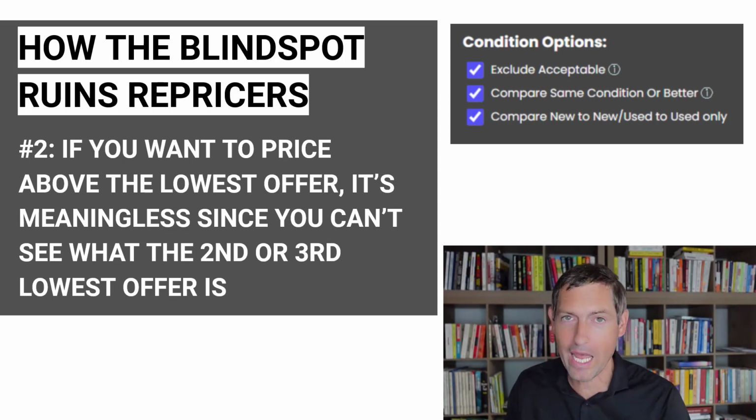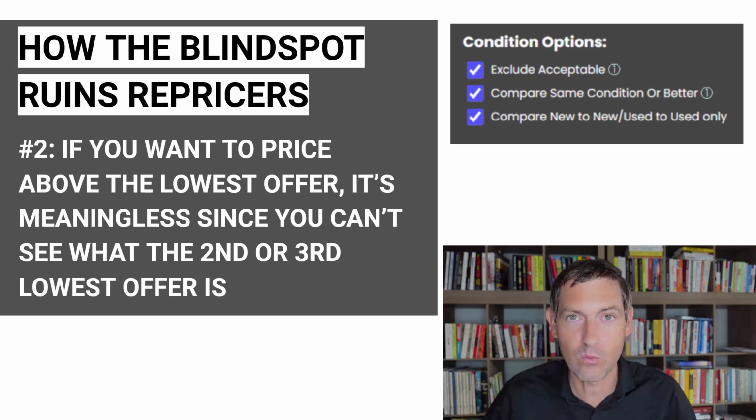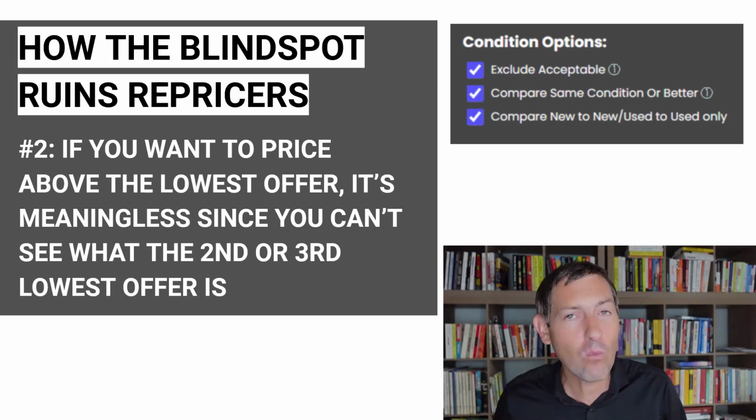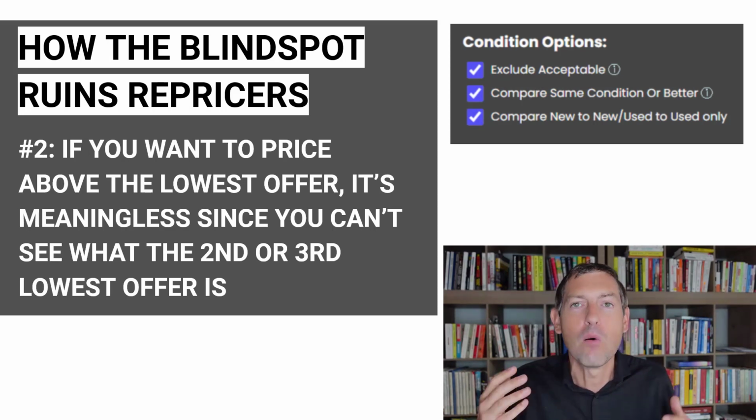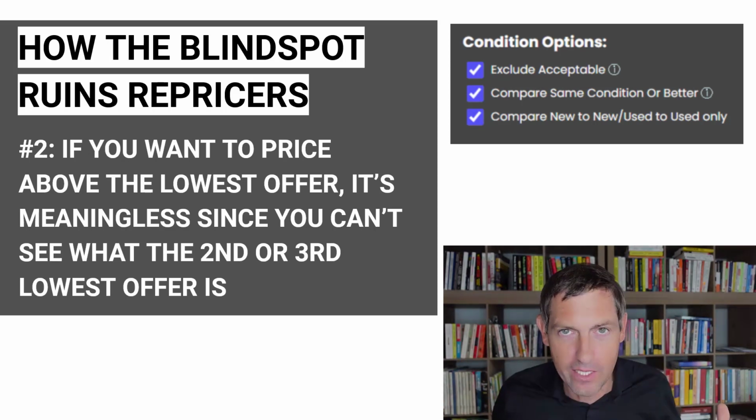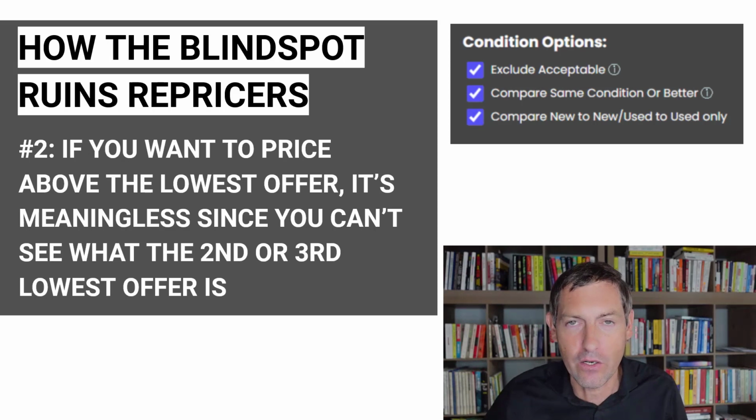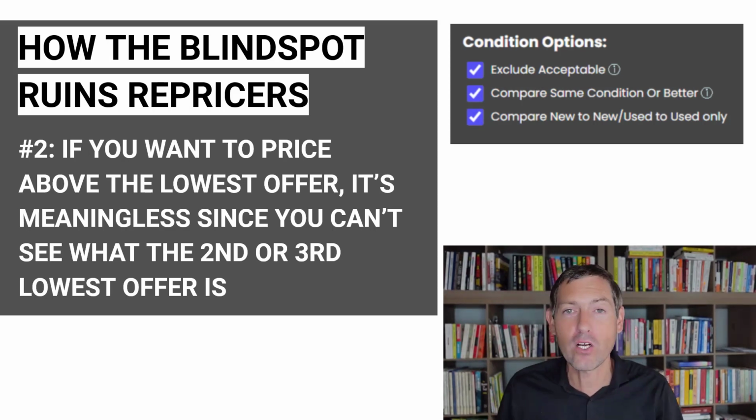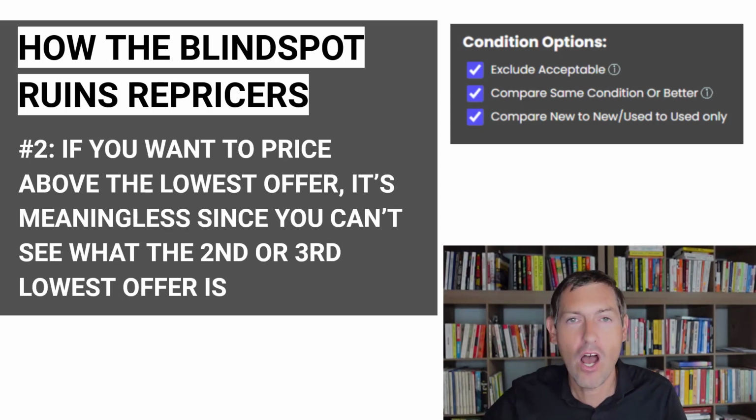So number 2 way that the bundle blind spot ruins repricing tools is that when they allow you to price above the lowest offer, if you choose to do that, it's completely, utterly meaningless because you can't see what the second or third lowest offer is. So let's just say you're like, all right, cool, I want to price $1 above the lowest offer. Guess what? That is a useless feature, which almost all repricing tools offer. It's useless.